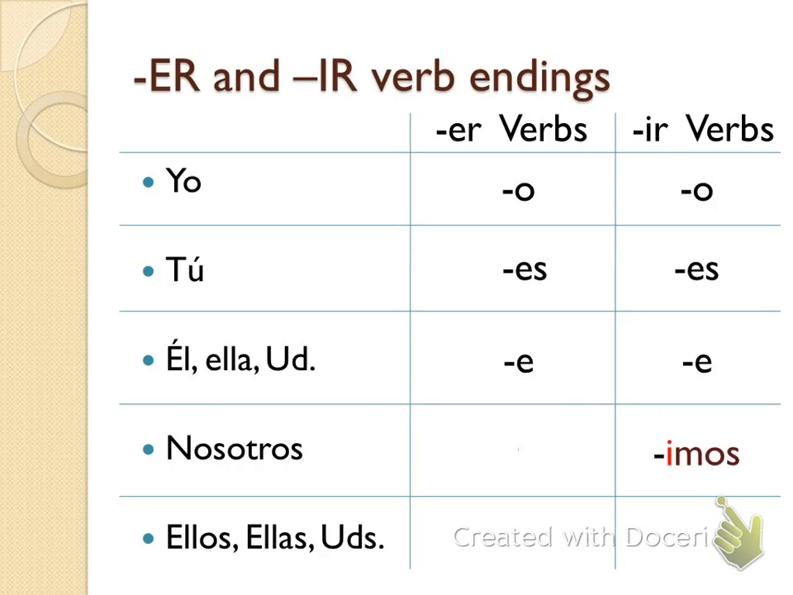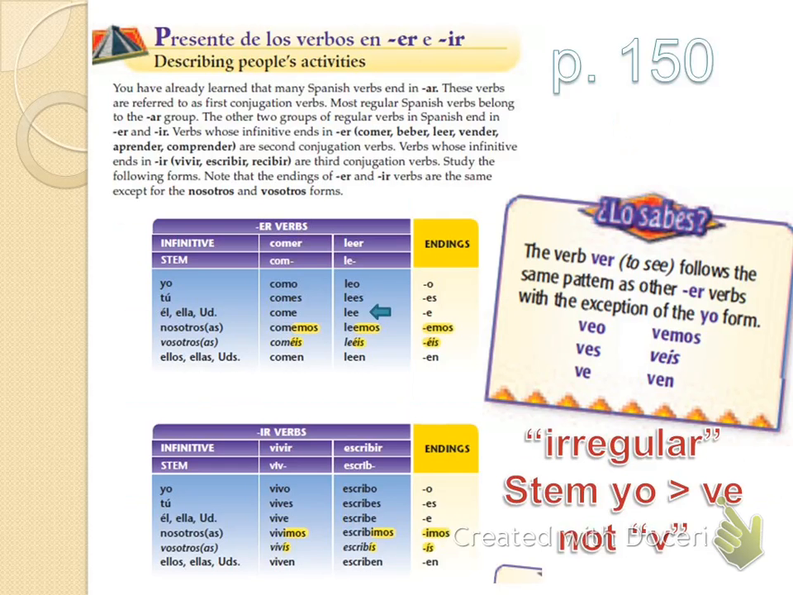E. And then this is where it changes. Nosotros form is EMOS for ER verbs, IMOS for IR verbs. And then ellos is EN, or anything else that is plural. Ellos, ellas, ustedes, anything that doesn't include myself and it's plural gets the bottom box. We end up using the bottom 2 boxes the most when it's not in column form. It's easier to tell. Your book, though, gives it to you in column form. Instead of giving it to you the singular on the left and the plural on the right.